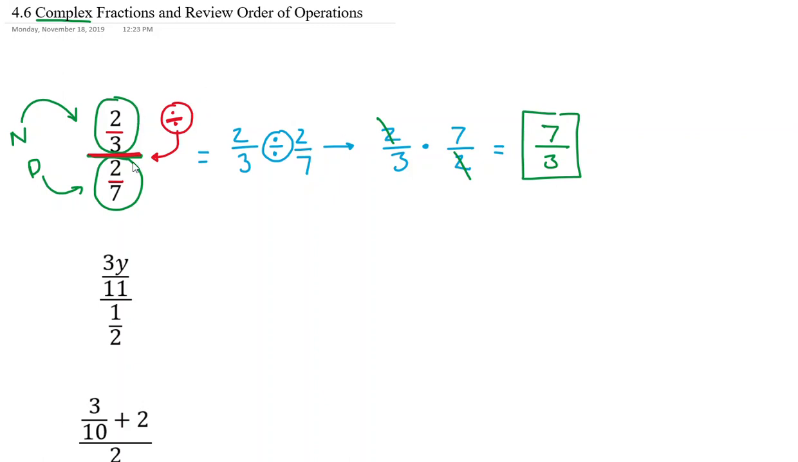Complex just means that you've got some sort of fraction or some stuff being done with fractions in the numerator and some stuff being done with fractions in the denominator, one or the other or both.